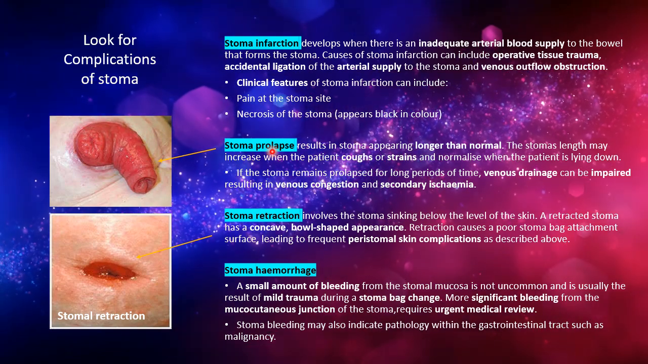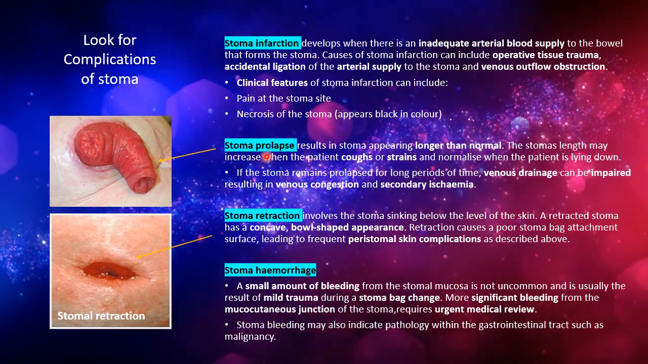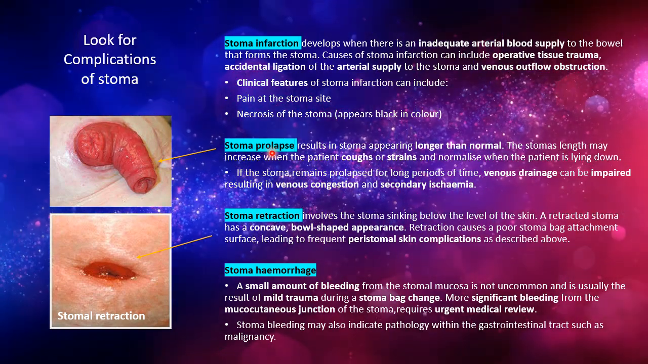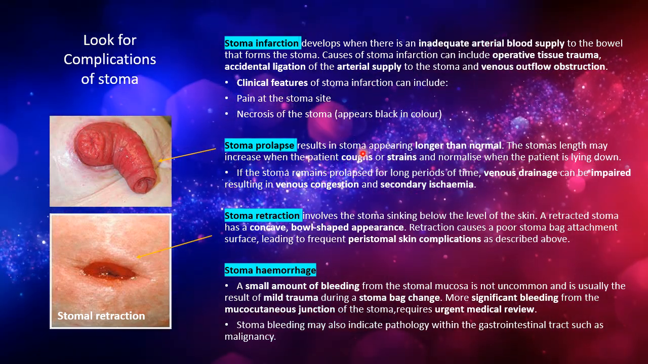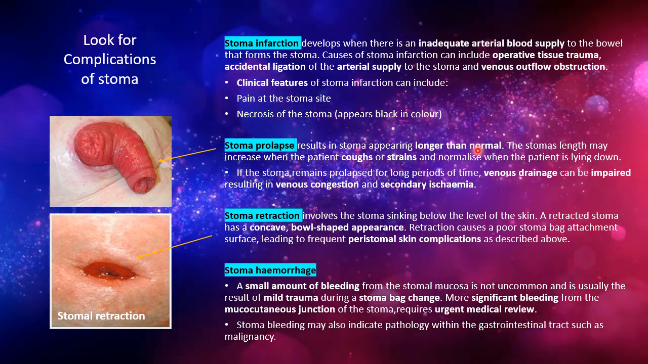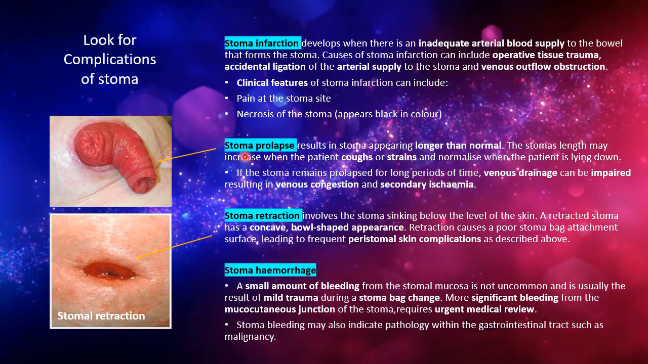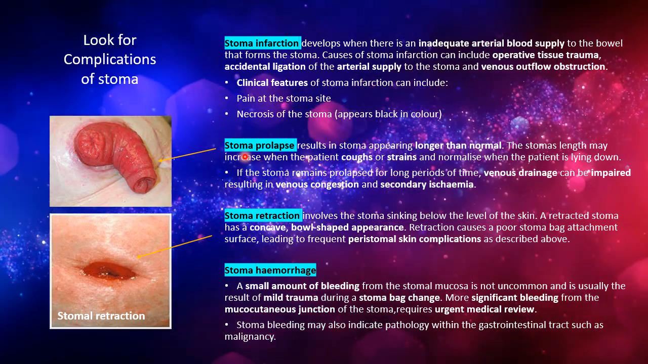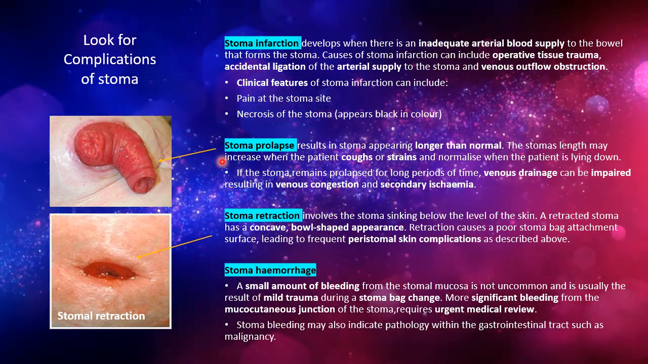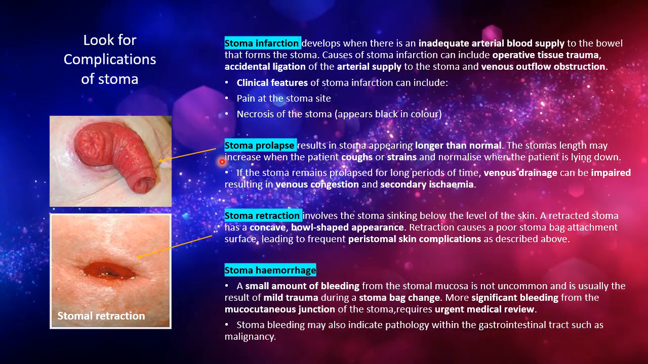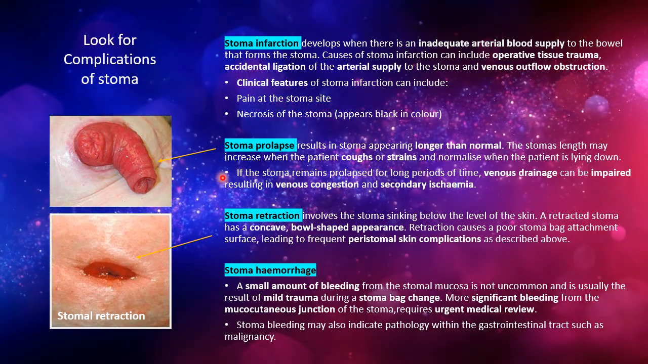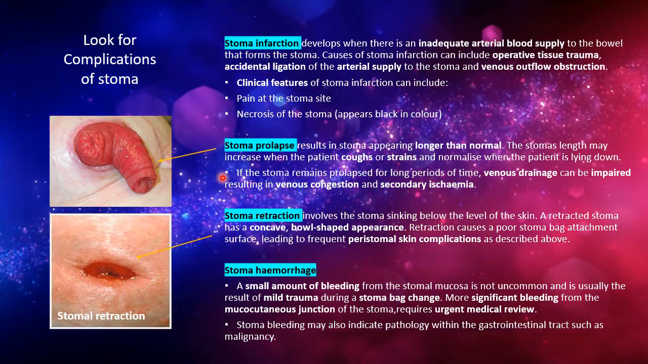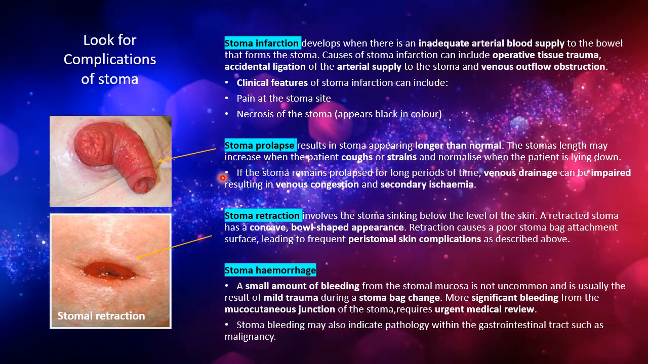Stomal prolapse is another complication that results in the stoma appearing longer than normal. The stoma length may increase when the patient coughs or strains, and normalizes when the patient is lying down. If the stoma remains prolapsed for a long period of time, venous drainage can be impaired, resulting in venous congestion and secondary ischemia.